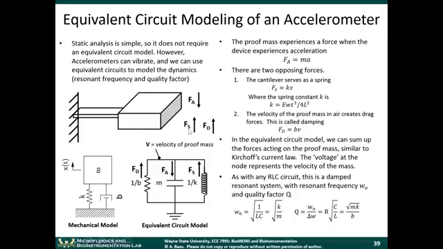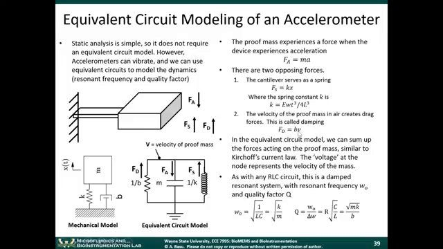The spring and the damping force resist that force, so there's force balance. We saw that in the previous slide. This is the mechanical model over here. We have the mass, the spring constant, and the dashpot. The proof mass experiences a force when the device experiences acceleration. Force is equal to ma. There are two opposing forces. The cantilever serves as a spring, so the spring force is equal to kx, and the spring constant we can calculate. The velocity of the proof mass in the air creates drag forces, and this is called damping. Fd is equal to b times v, where b is the damping coefficient.